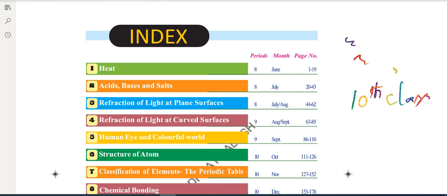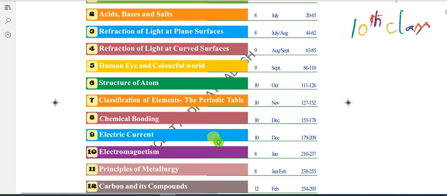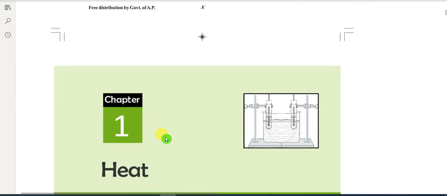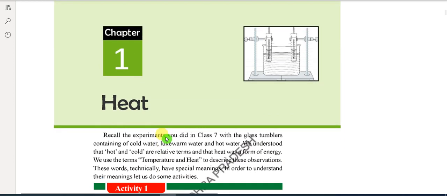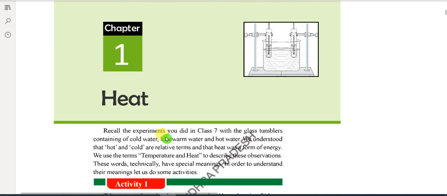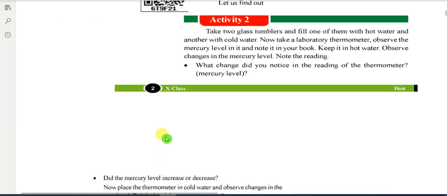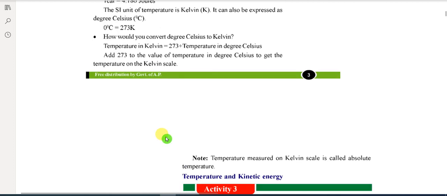Okay, today I would like to give some important concepts in all lessons of our physical science. We have 10 lessons for the public examination 2022. Our first lesson is heat. From heat, we will get 4 to 6 marks compulsory. So please concentrate on the first lesson.